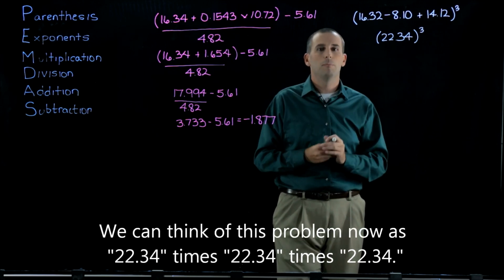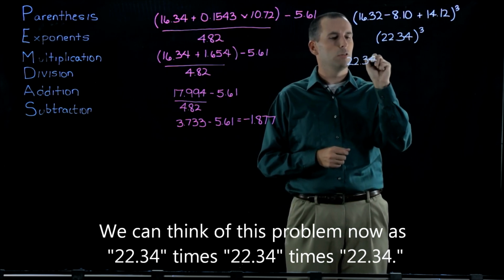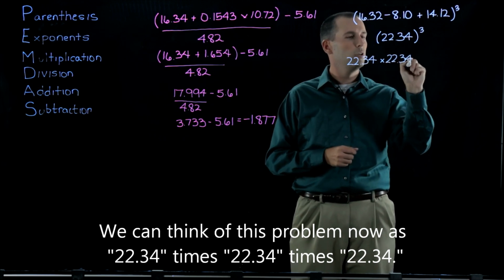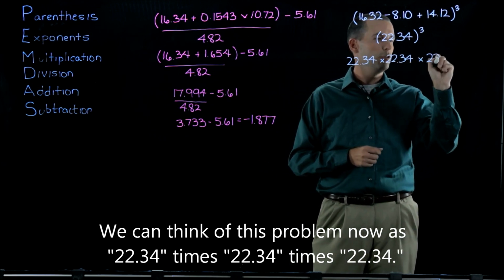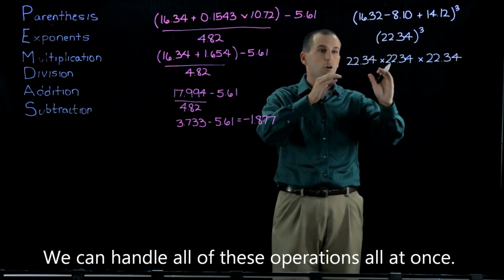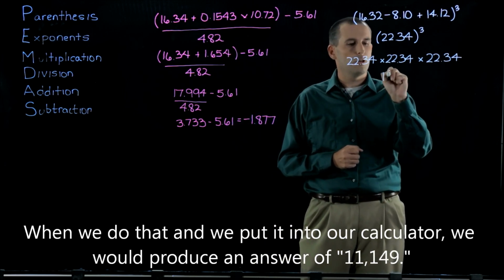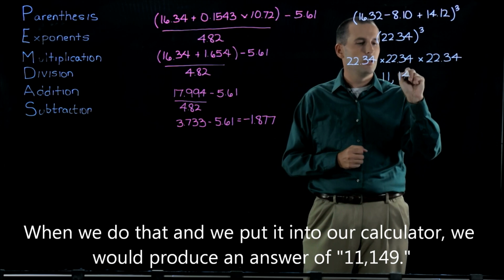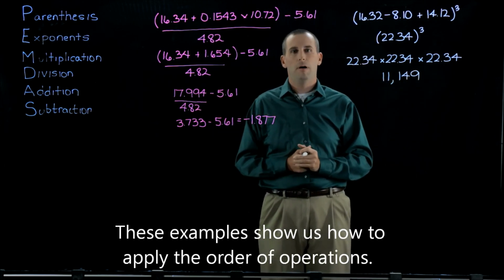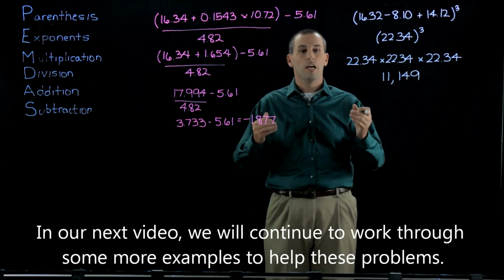We can think of this problem now as 22.34 times 22.34 times 22.34. We can handle all of these operations all at once. When we do that and we put it into our calculator, we would produce an answer of 11,149. These examples show us how to apply the order of operations. In our next video, we will continue to work through some more examples to help with these problems.